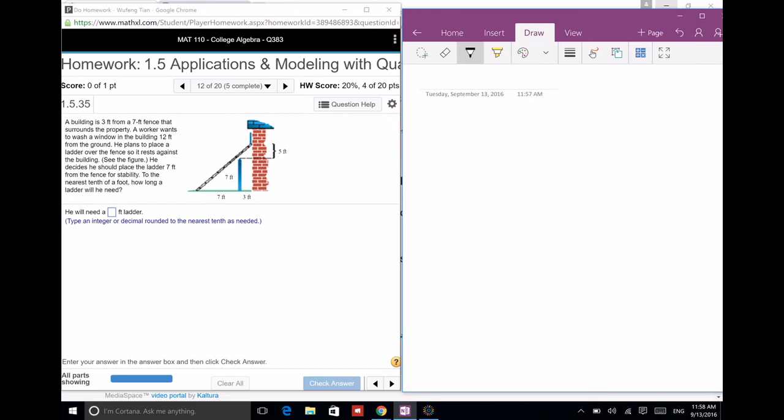A worker wants to wash a window in the building 12 feet. Okay, so that blue thing is your window, against the building, see the figure. He decided he should place a ladder 7 feet from the fence for stability. And to the nearest tenth of a foot, how long a ladder will he need? I think just do the Pythagorean theorem to find this. It says 3 feet from the fence.